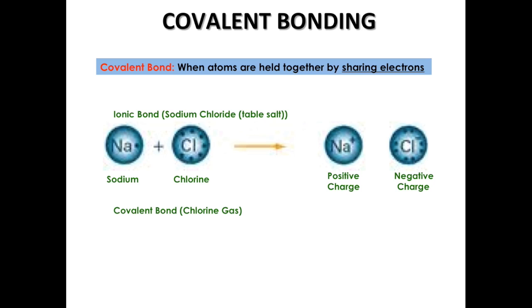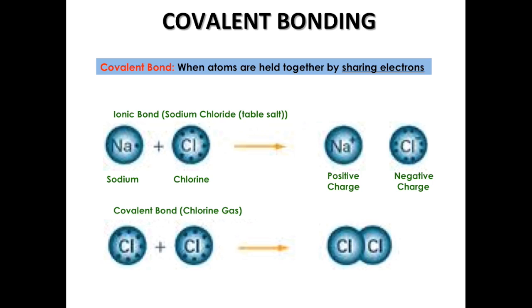In covalent bond, we have chlorine gas. In here we can see 2 atoms of chlorine that are joined together by sharing their electrons, and this is covalent bond.